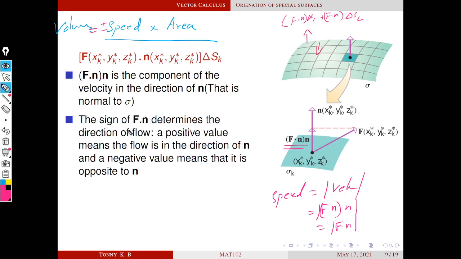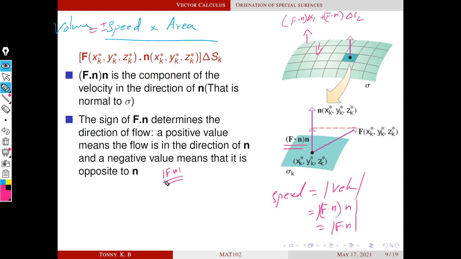Okay, so this is the idea. The sign of f dot n determines the direction of flow. A positive value means the flow is in the direction of n, and a negative value means it is opposite to n. If you have to find the exact speed, then you take f dot n without the sign. Anyway, f dot n is a numerical value, maybe a positive number or a negative number.